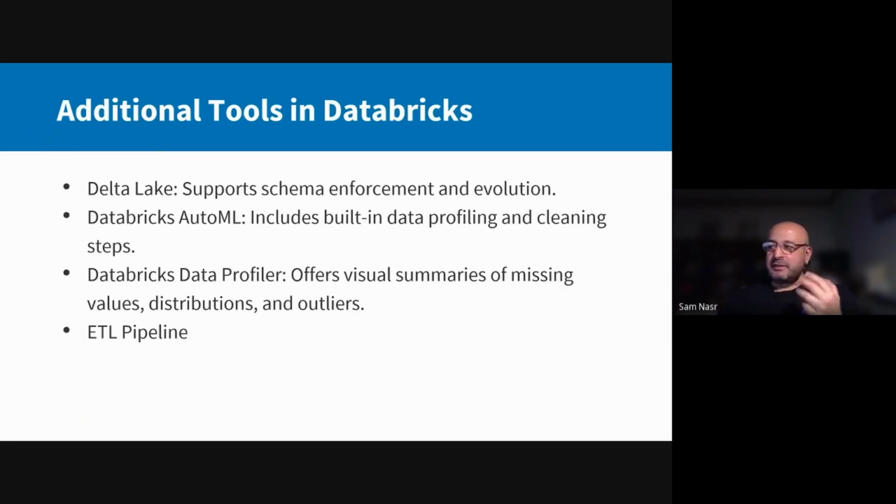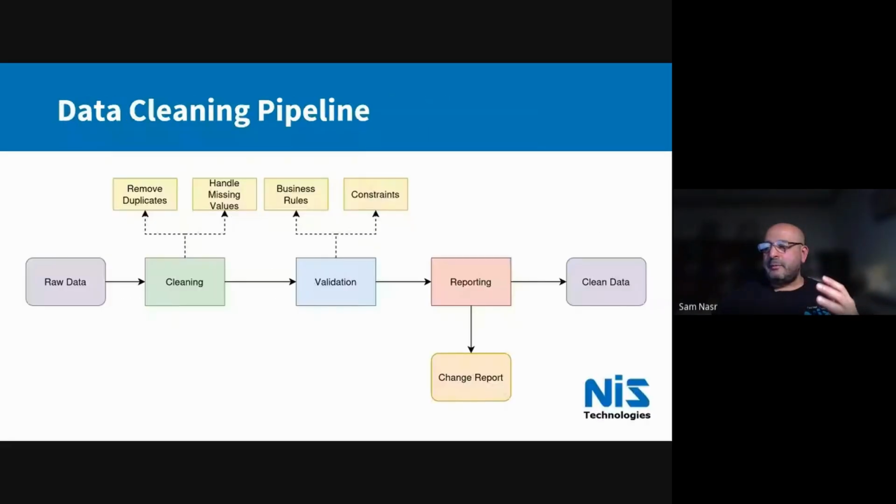So as we mentioned earlier, there are additional tools built into Databricks. You have Delta Lake, which supports schema enforcement and evolution. You can also utilize AutoML for profiling and the cleaning steps. And then the profiler offers visual summaries for the missing data, as well as the ETL pipeline. Essentially, this is the final result of what you're targeting. You want to have a pipeline where you're removing data, checking for constraints, making sure that we fit the business rules, and then have everything automated from A to Z.